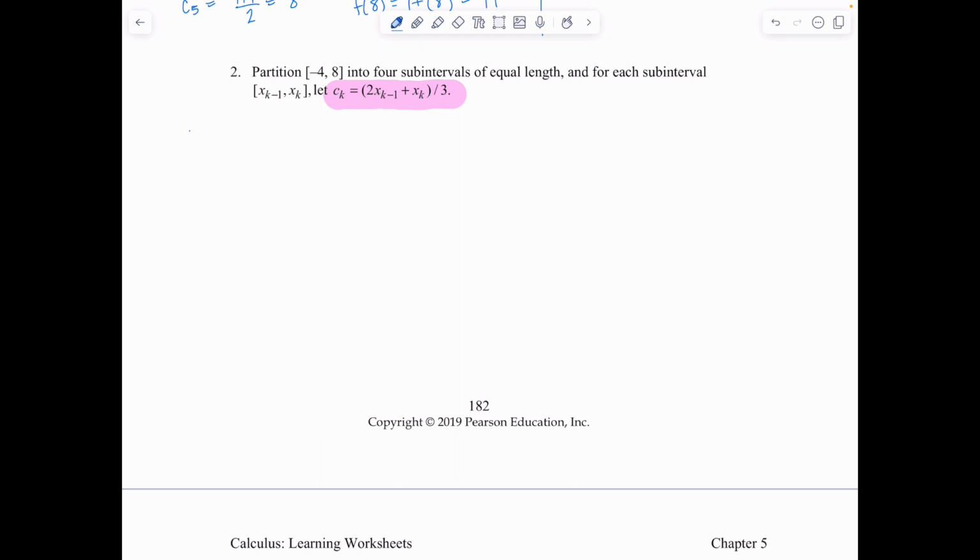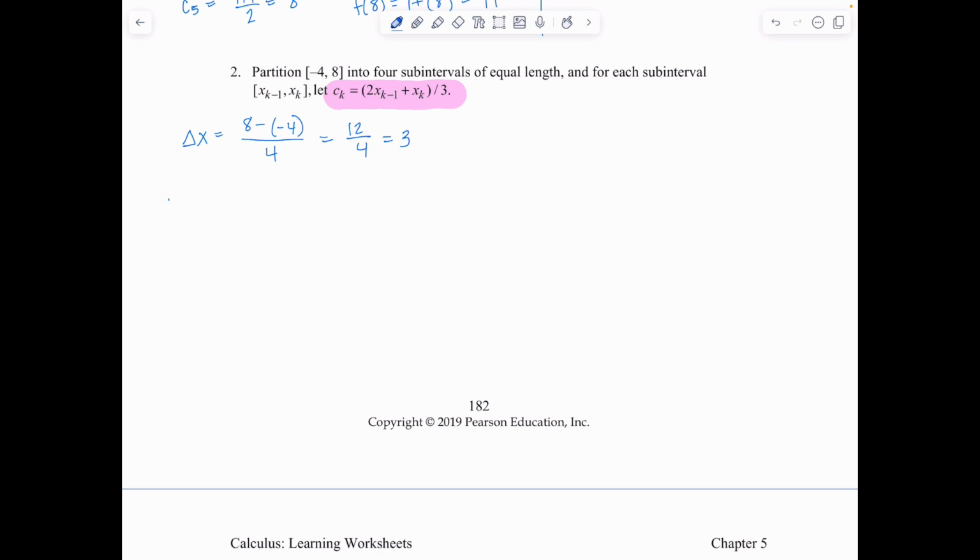Okay, let's first find our change in x value. So we have from -4 to 8. So we've got 8 minus -4, and we're splitting it into 4 subintervals. This will give us 12 over 4, so we've got 3. Now let's find each of our c values.